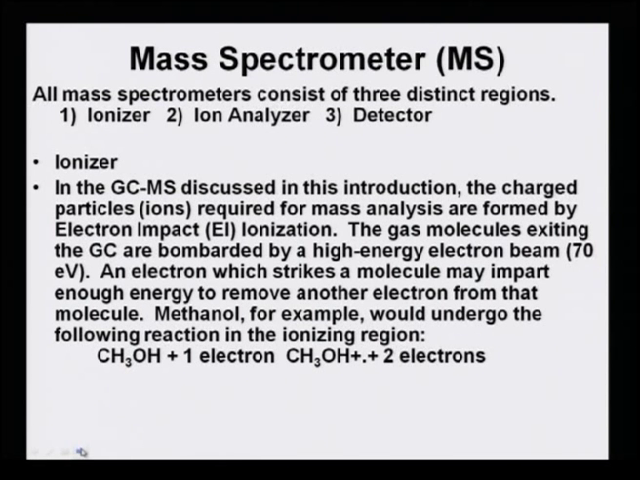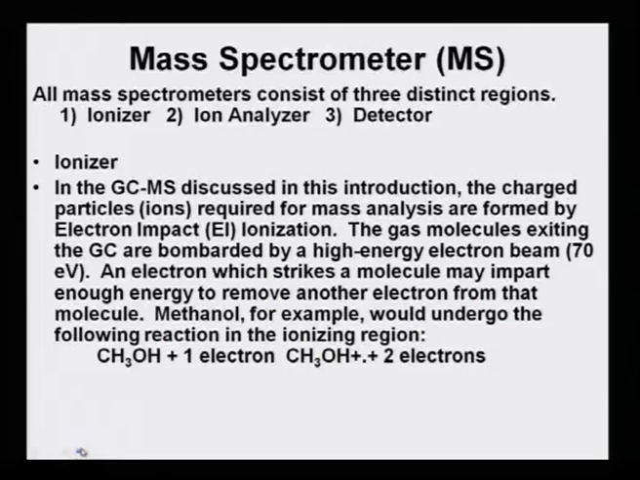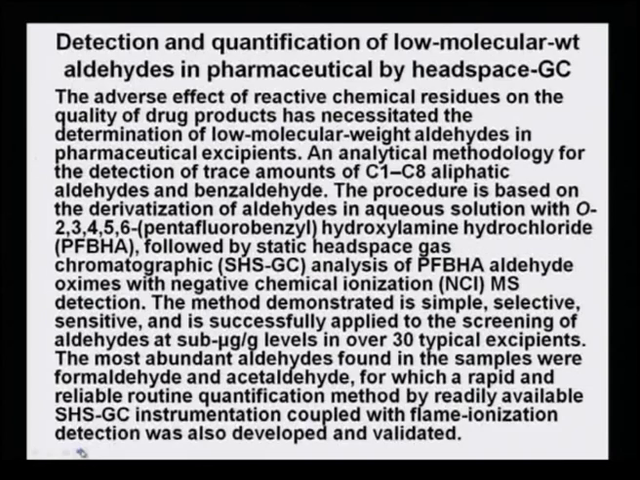So, that is how it works, and there is a small example that I have taken. Methanol, for example, would undergo the following reaction during the ionizing procedure. Methanol, when it is impacted with one electron, will form CH3OH plus dot, which is a radical cation, and 2 electrons will come out of it, and that is how this is the molecular ion peak of methanol.